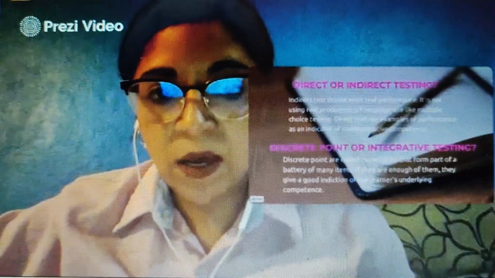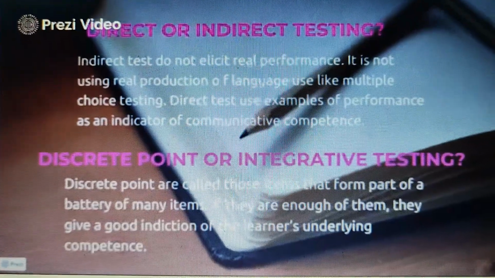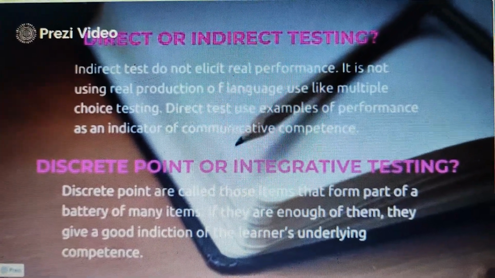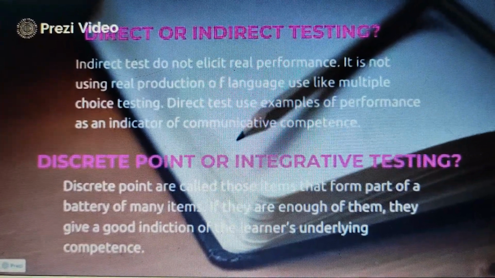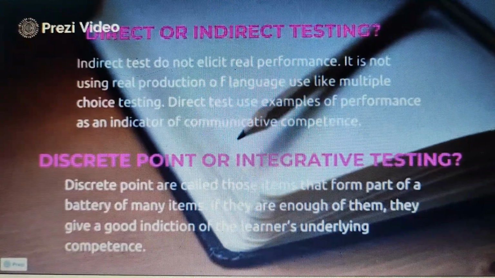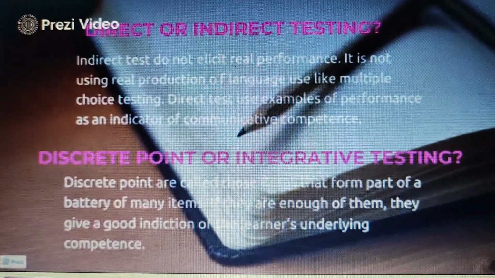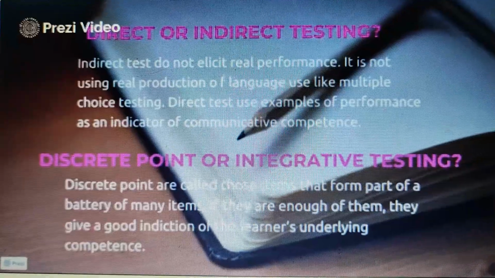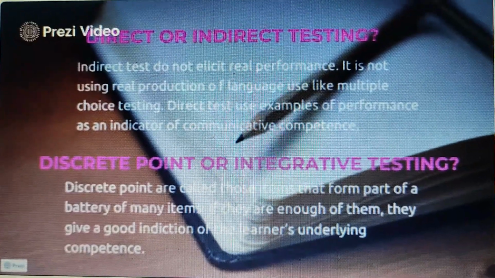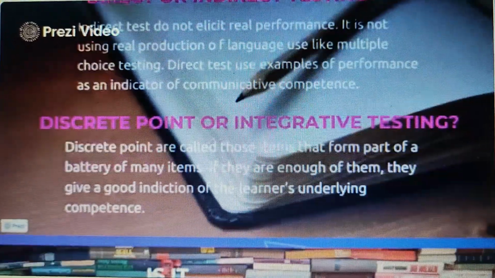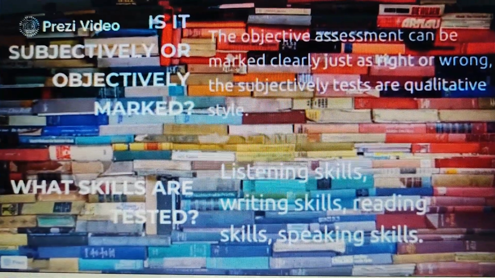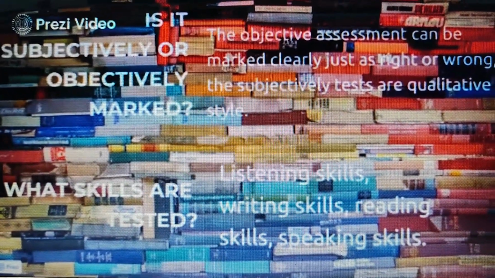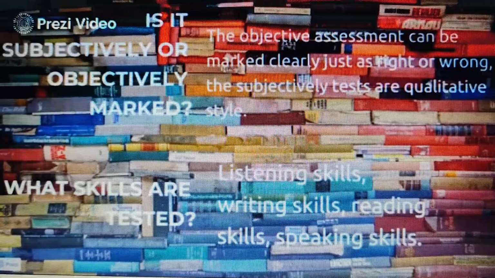Now, the discrete point or integrative testing. Discrete point are those items that form part of a battery of many items. Those are basically the reading tests. If there are enough of them, they give a good indication of the learner's underlying competence. Well, if they get a 9, if they get a 10, if they get a B, if they get an A, is it subjectively or objectively marked?